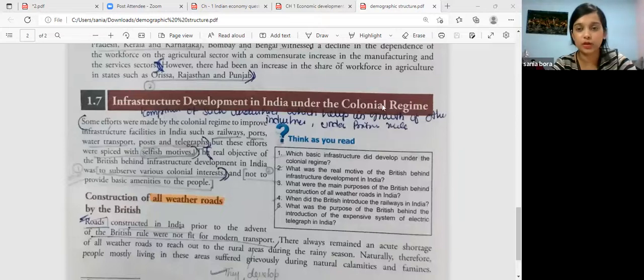India under colonial rule. Okay. So basically, we are done with the agriculture sector. We are done with the industrial sector. We are done with demographic occupation. Now we are starting with the infrastructure.